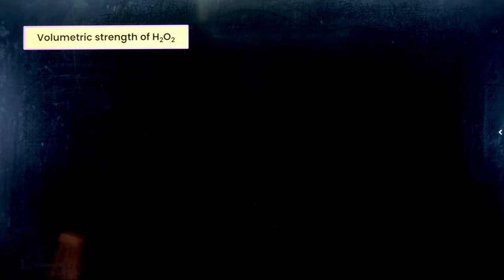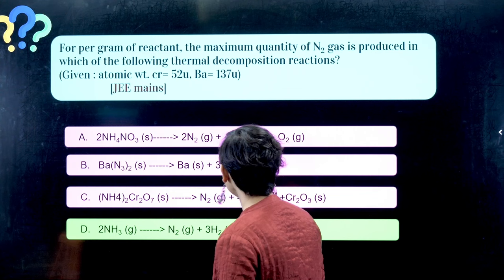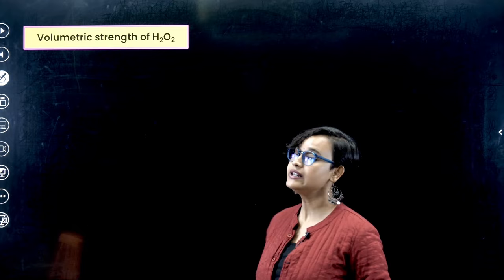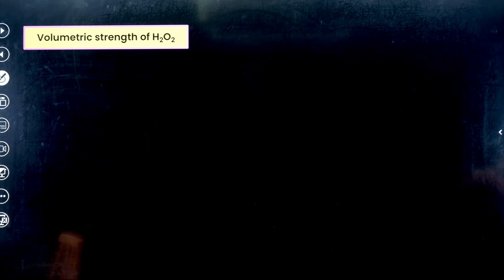All right, everybody, let's move on towards the last topic for today. Once you calculate for all of them, you will find that option D is the correct answer. Now let's study the volumetric strength of hydrogen peroxide. Okay, shall we do it? Chalo.